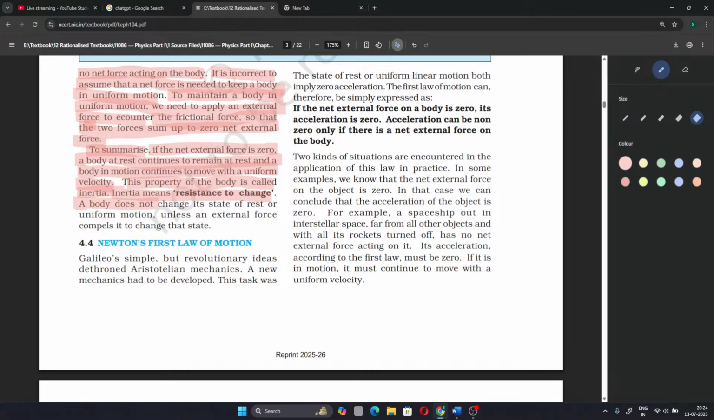A body does not change its state of rest or uniform motion unless an external force compels it to change that state.